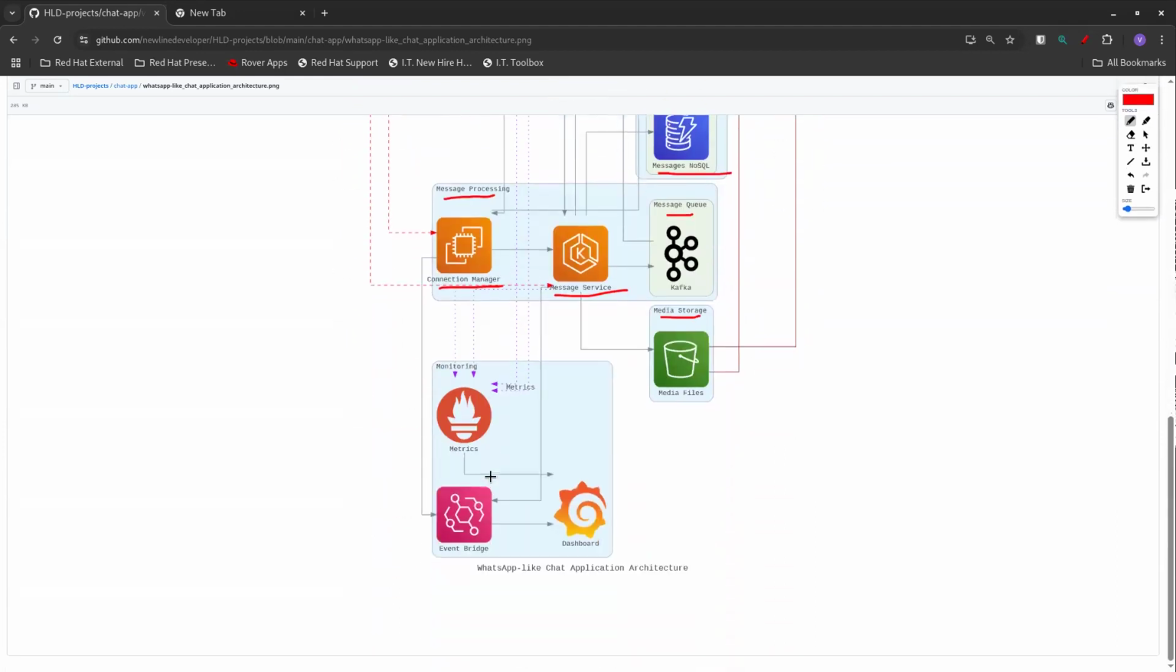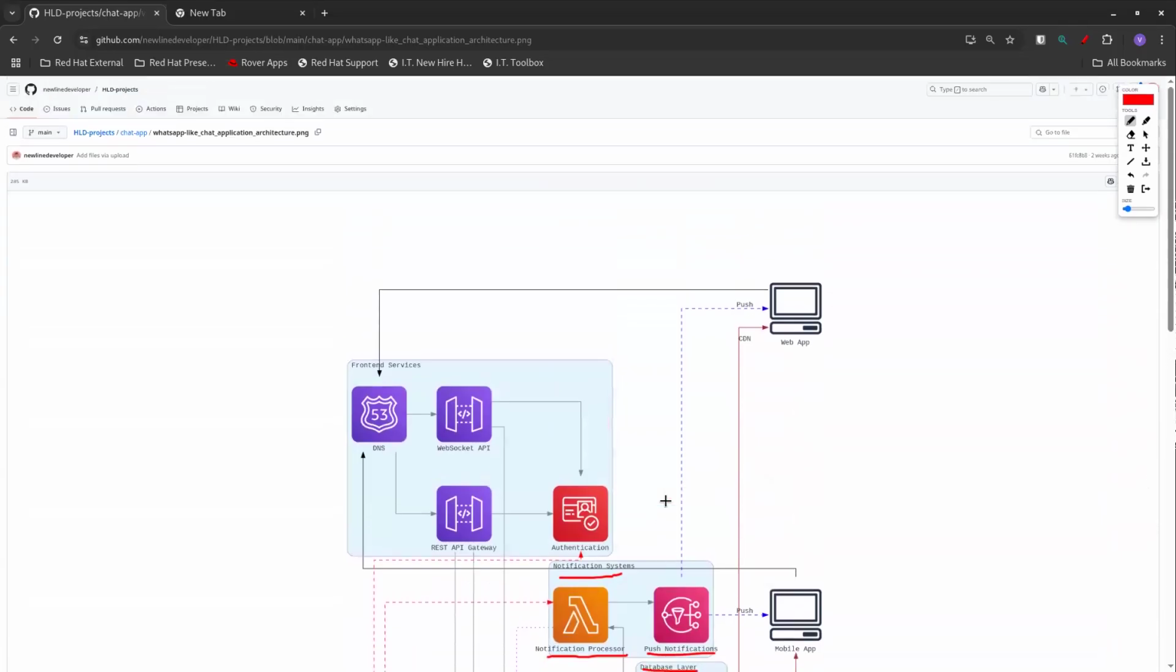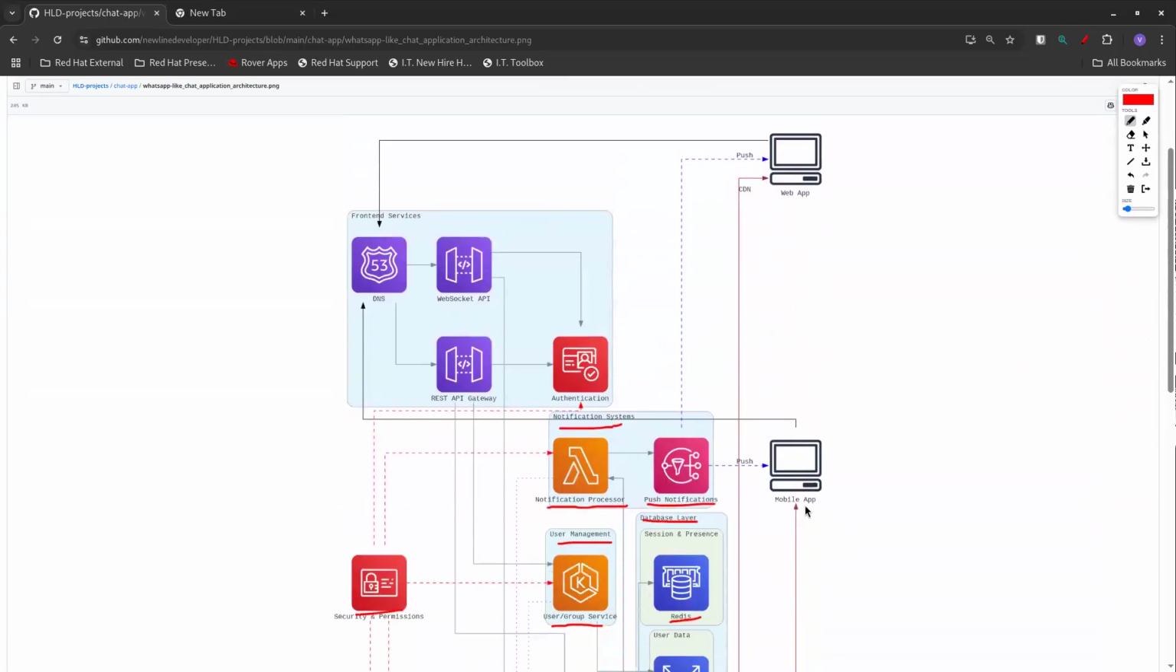Okay, and then we have a monitoring service as well that will help us to monitor the entire system. We can use Prometheus, Grafana dashboard, and even Bridge for collecting the logs, everything we can use it. So this is all about the chat application, what are the components, what are the services we need.